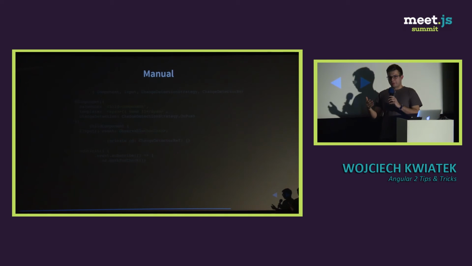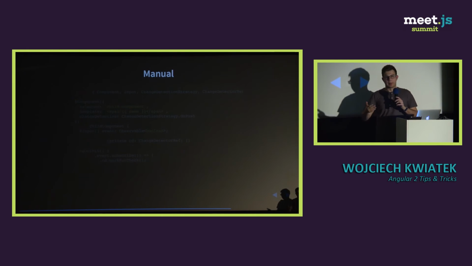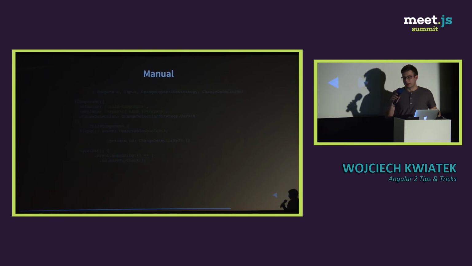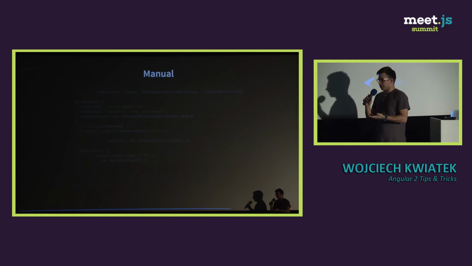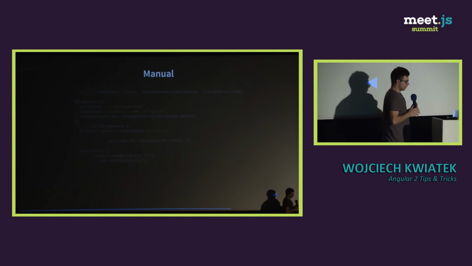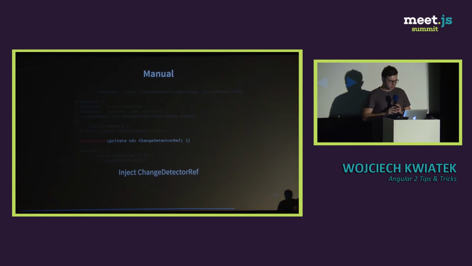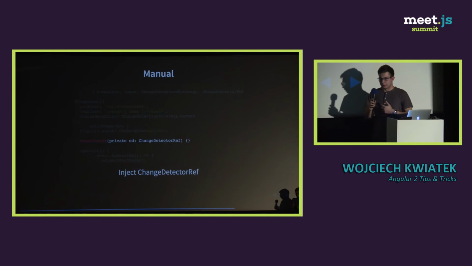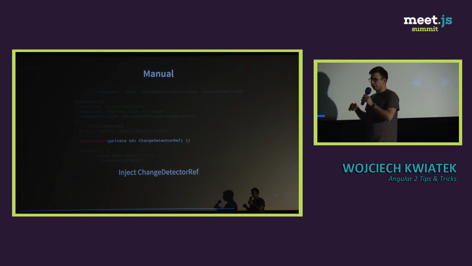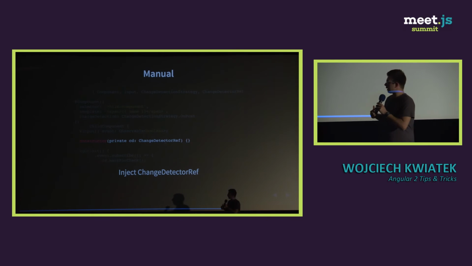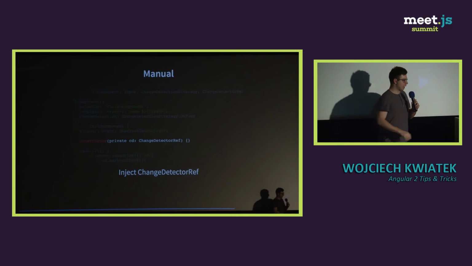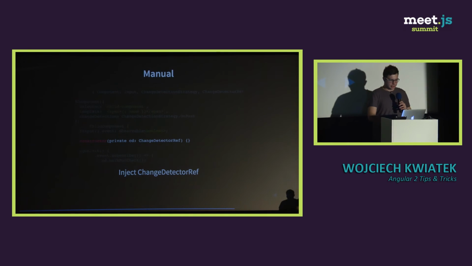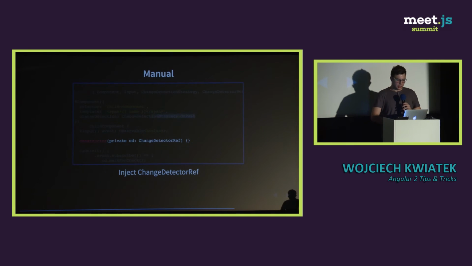Even if we don't want to use, or we can't use immutable data, we also can in Angular 2 fire the change detection manually. It's a pretty cool feature because we have something which is called ChangeDetectorRef. And if we inject it into the component, we can mark some component for check, like I did here. Okay, I set, like before, change detection strategy to OnPush.